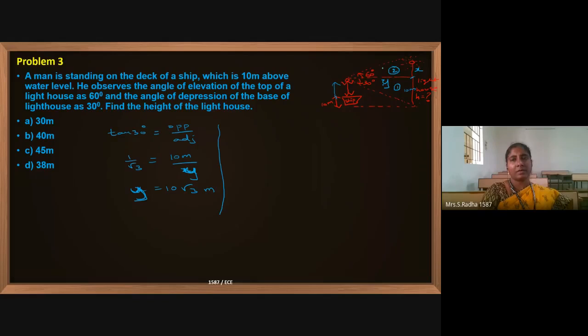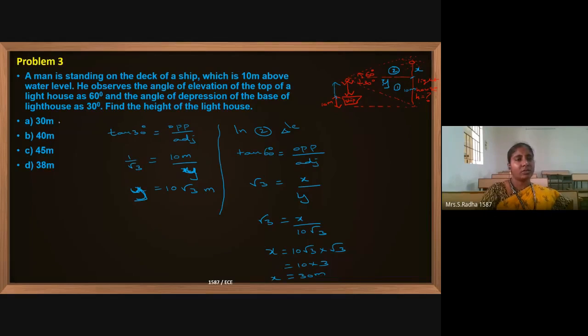In the second triangle, if I take tan 60, again it is opposite by adjacent. Tan 60 is root 3, the opposite side is x, and the adjacent side we just calculated, which is y. Root 3 equals x by 10 root 3. So the x value is 10 root 3 into root 3, so 10 into 3, which is 30 meters. So x is 30 meters, the height of the lighthouse.